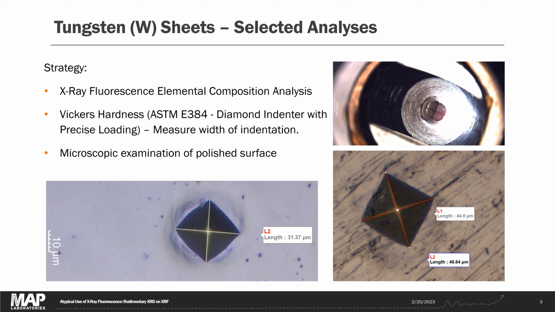We decided to look at these tungsten sheets by three different methods. X-ray fluorescence, which would tell us the elemental composition and whether it matched the specifications. Vickers hardness, which is where you press a diamond indenter into the sample and measure the resulting impression, which would tell us if there was a difference in hardness and annealing history that could explain the machining differences, and microscopic examination of the metal microstructure.